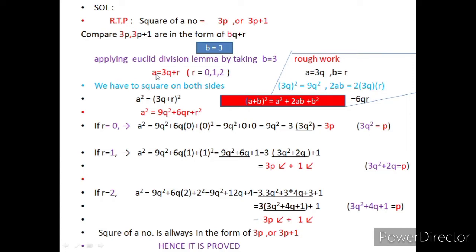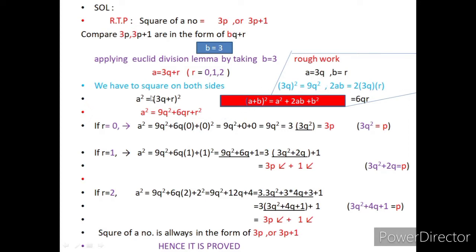Therefore, I have to square this a. For getting the square, I have to square on both sides. If I put square here, it becomes a square, and this becomes (3q plus r) whole square. Now if you observe the RHS, it is in the form of (a plus b) whole square. If you compare, here a is the first term, 3q, therefore 3q is equal to a.